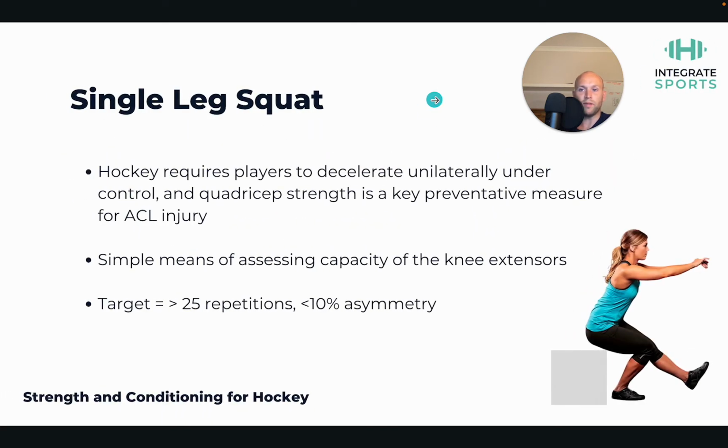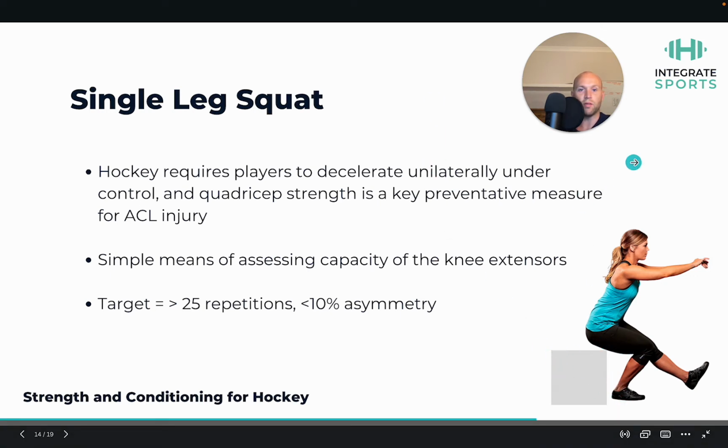So then we've got these 5 tests. A single leg squat is the first one, and this is to a box. So a single leg squat to a box down to 90 degrees. The height of the box needs to be appropriate, so that at the bottom here, the knee is at 90 degrees.